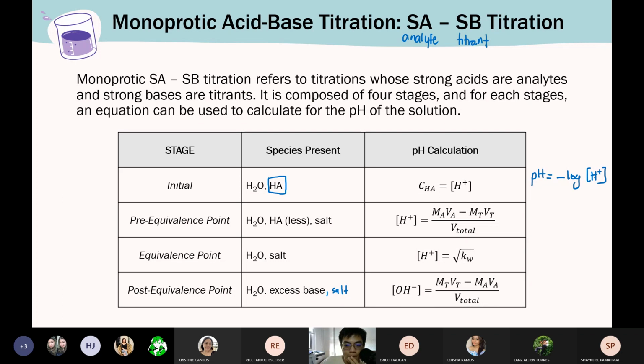Okay? So, whatever the concentration of your acid is, yun yung amount ng H+. Then, you just need to get the negative log na lang. Okay? So, ganun.